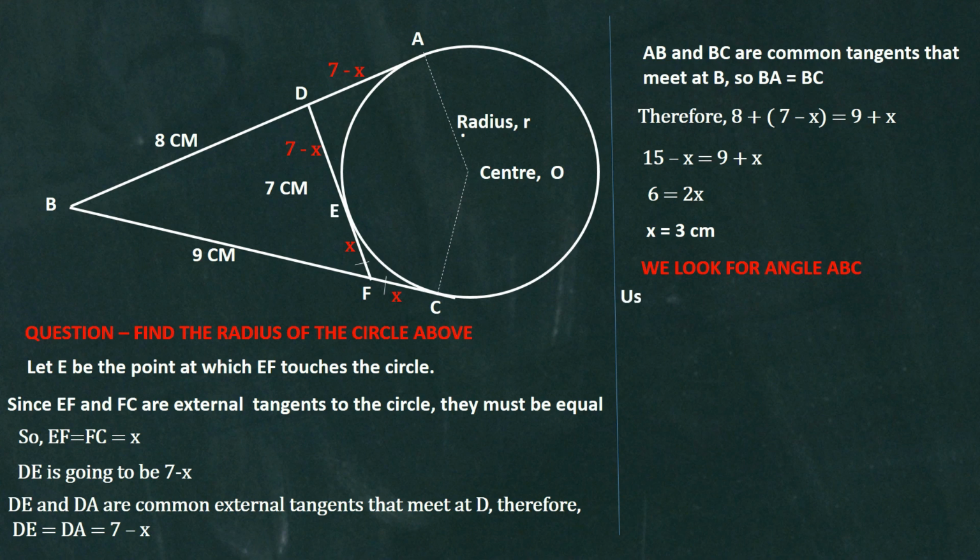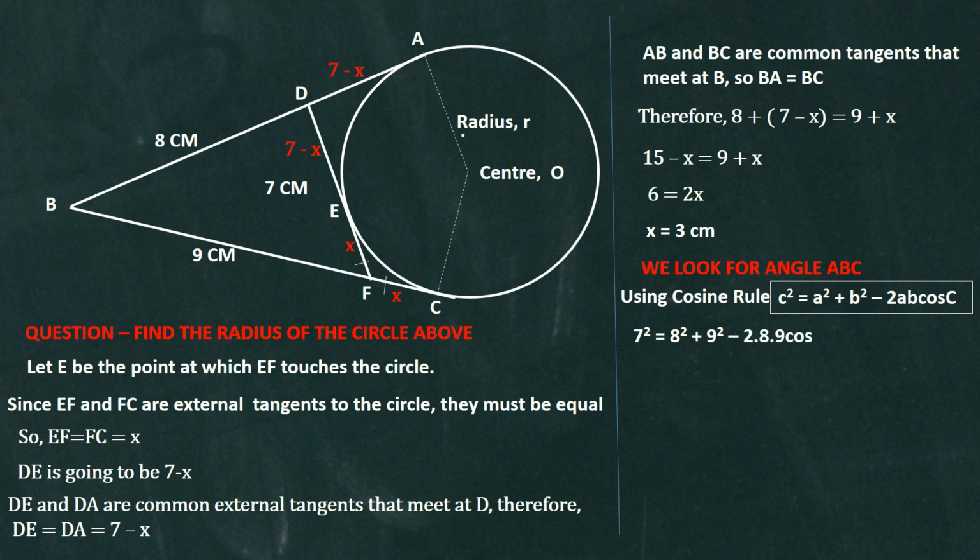Next, we're going to draw a line from B to the center of the circle, so that we have creation of a triangle ABO. Let us use cosine rule to find the angle ABC, and to do this we consider triangle BDF, which is a scalene. We're going to use the cosine rule to find angle ABC. So we'll start with the side 7, and so 7 squared will be equal to 8 squared plus 9 squared minus 2 times 8 times 9 cos B, B being the angle ABC.